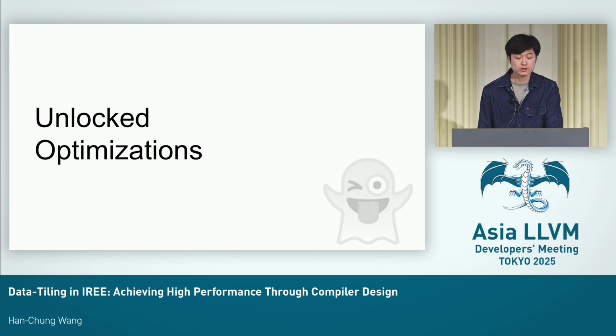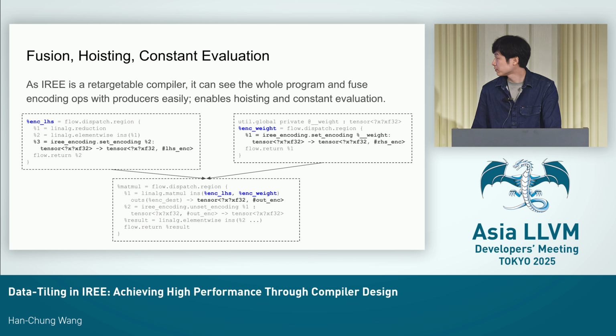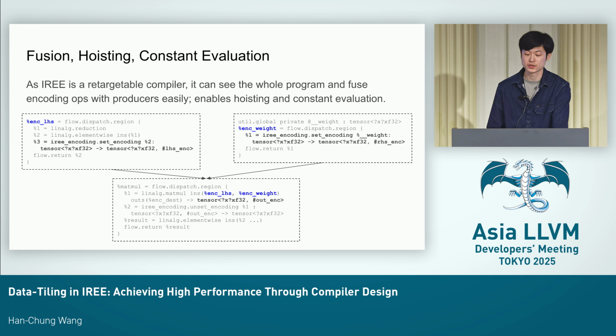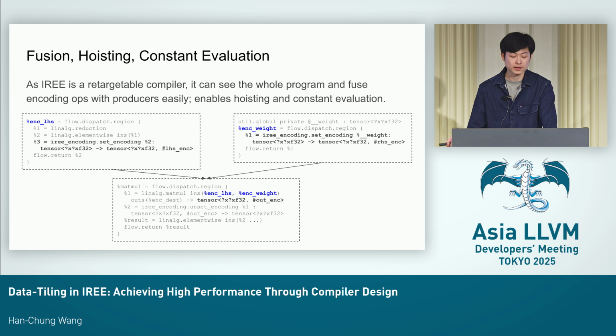And now we're going to talk about what optimizations are unlocked by the encoding work. Some of them are already enabled in the IREE compiler, and some of them are still under development. So as IREE is a retargetable compiler, it can see the whole program and fuse the encoding ops with producers easily and enable hoisting and constant evaluation.